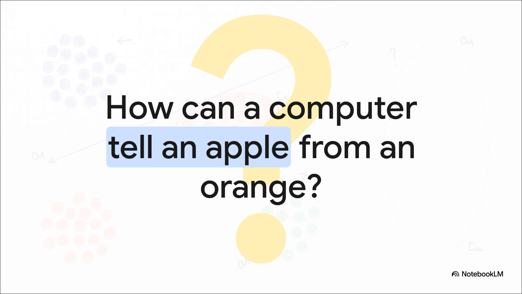So the real puzzle is, how do we draw a line, a boundary, between those two clusters? How do we do it so that the next time a new piece of fruit comes along, we can say with confidence, yep, that's an apple?